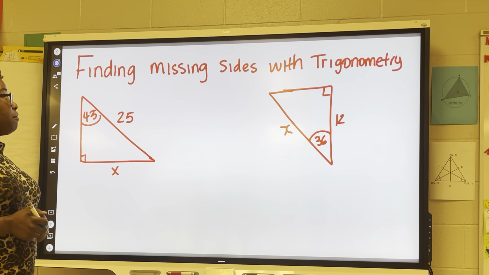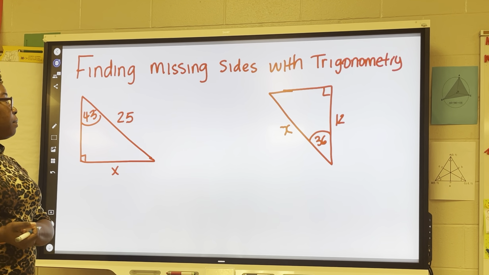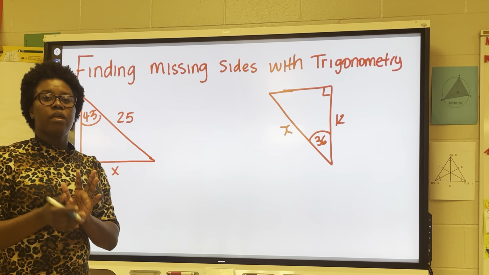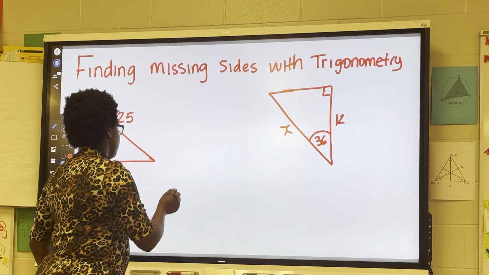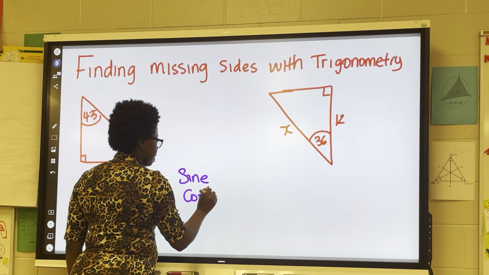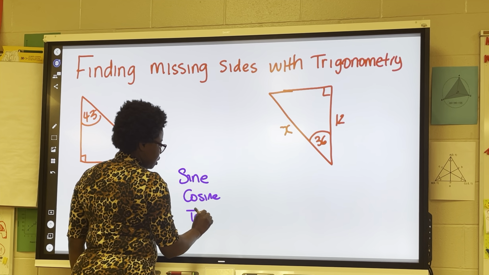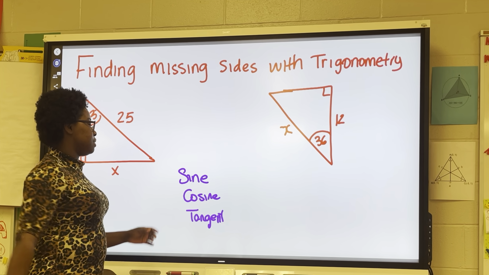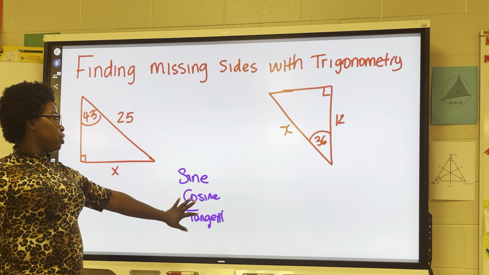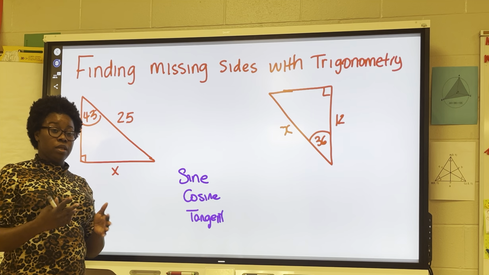For this video, we're going to be finding missing sides with trigonometry. With trigonometry, you have to ensure that you know the three trig ratios: sine, cosine, and tangent. The shortened forms of these are sin, cos, and tan. Once you know the three ratios, you need to know the relationship between the sides.